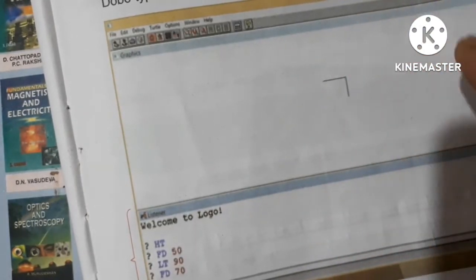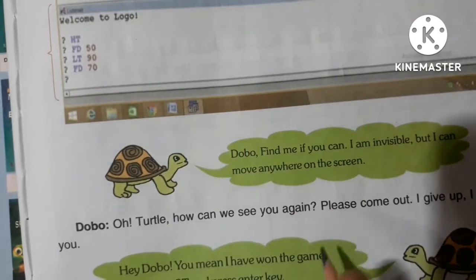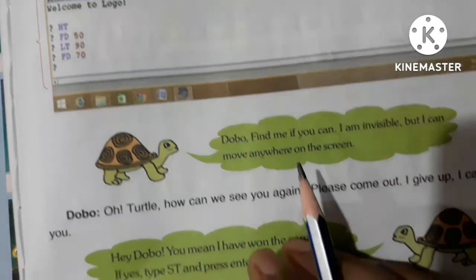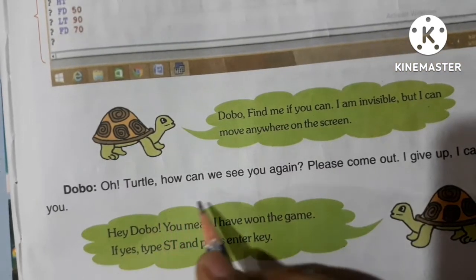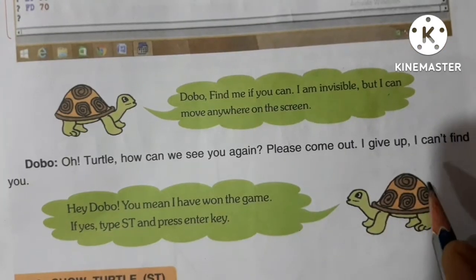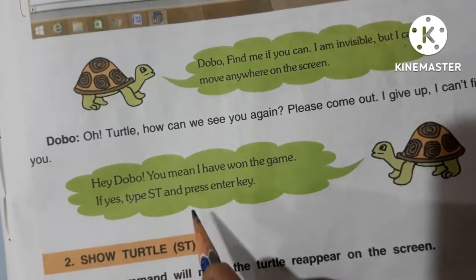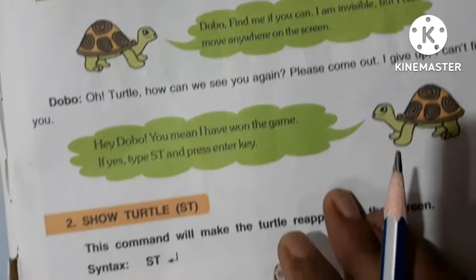Dogo, type the following commands as shown in the screenshot. Turtle: Find me if you can. I am invisible, but I can move anywhere on the screen. Dogo: Oh turtle, how can we see you again? Please come out. I give up. I cannot find you. Turtle: Hi Dogo, you mean I have won the game? If yes, type ST and press the enter key.